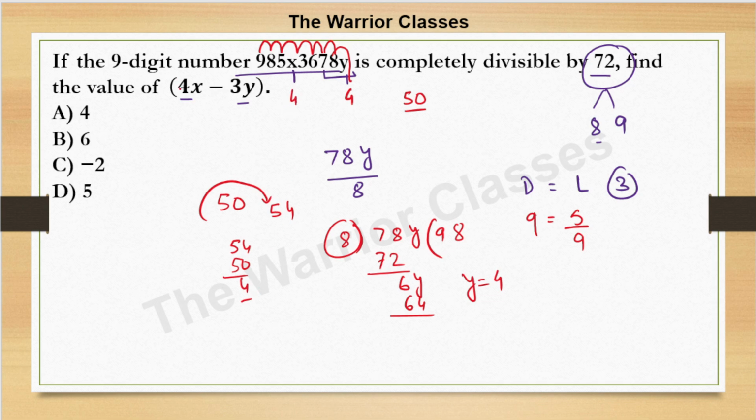Now we'll have to calculate 4x minus 3y. So 4 multiplied by the value of x, which is 4, minus 3 multiplied by the y value, which is also 4. So it is 16 minus 12, which is 4. So option A, 4, is our correct answer.